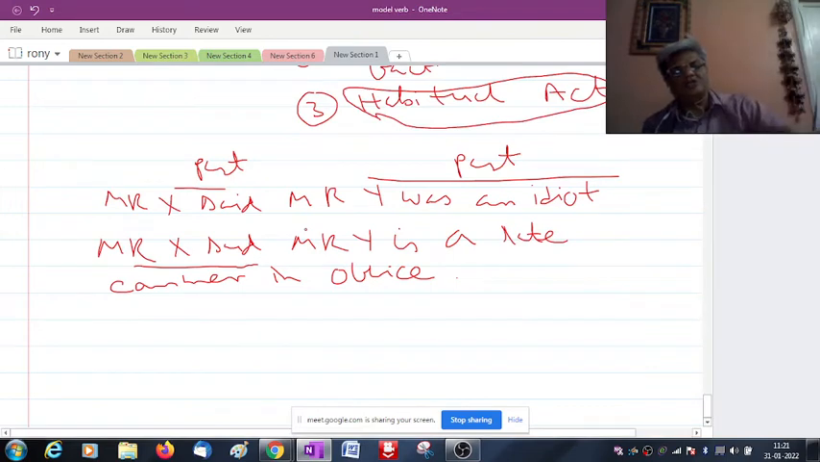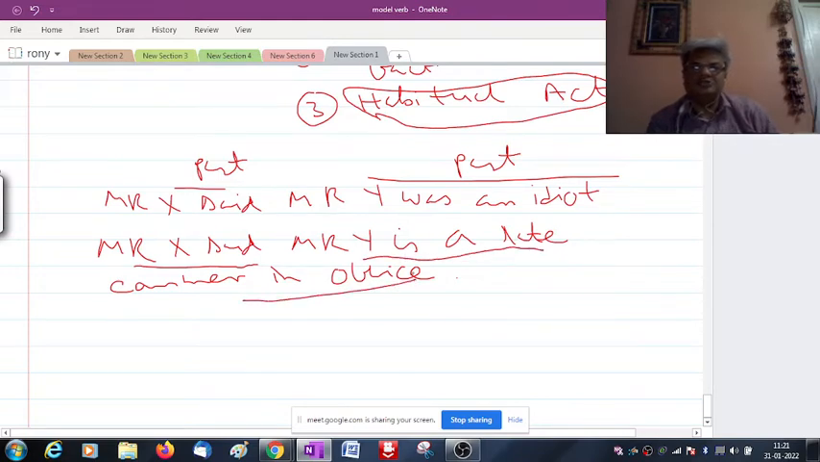It was there in the past, so it's present perfect, right? No, no. It's a latecomer. It is simple present. Mr. Y is a latecomer in office. It is a regular activity, and he won't budge from that activity. It's a normal activity. He will follow that activity in the future also. So whenever there is a habitual thing, it should be followed by present.